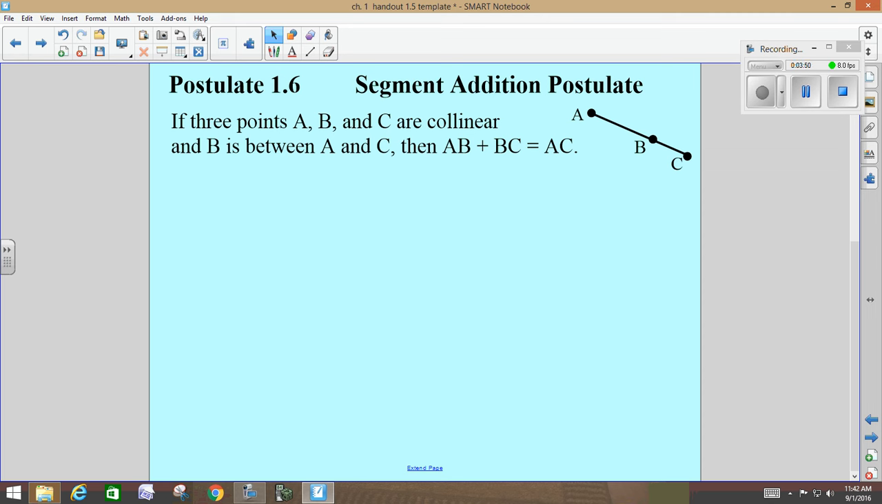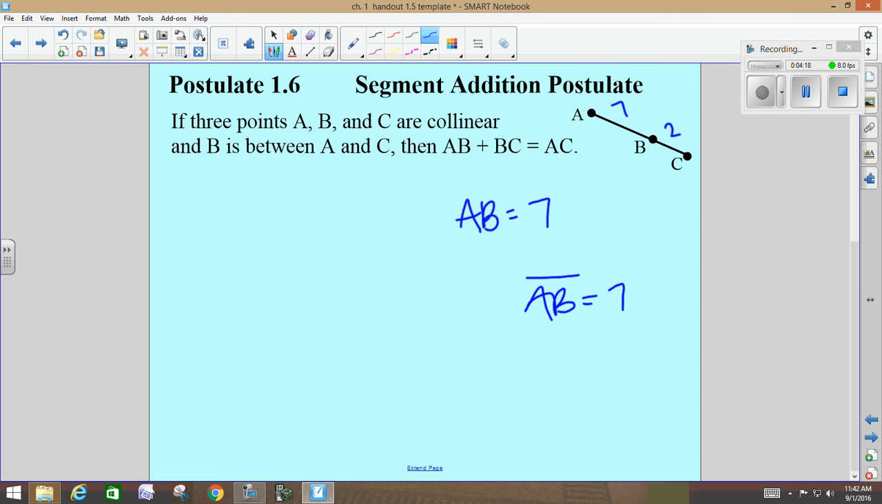So if AB is 7 and BC is 2, then the length of AC is 9. Good. Do you notice how I have no symbols on those 3? When there are no symbols, that means the length of the segment. So we would write this and say the length of AB equals 7, not segment AB equals 7. Don't want the symbol over it when you're talking about how long the segment is. That's just math notation there.